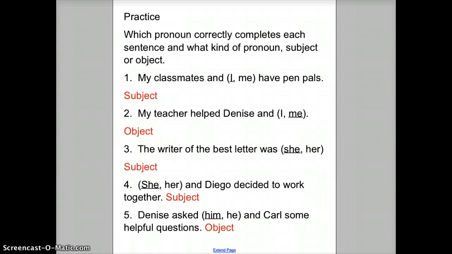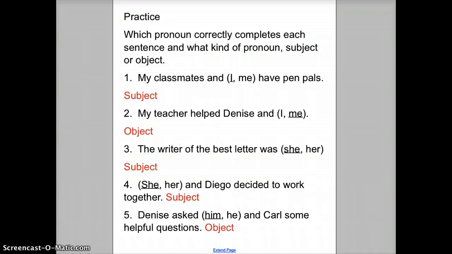Number 3, if it comes after a linking verb, which was is a linking verb, I'm going to choose subject, she. It doesn't sound right. The writer of the best letter was she. Sounds kind of funny, but we have to follow the rules, and the rules state if it comes after a linking verb, choose subject. Number 4 is she, which is subject because it comes at the beginning of the sentence.